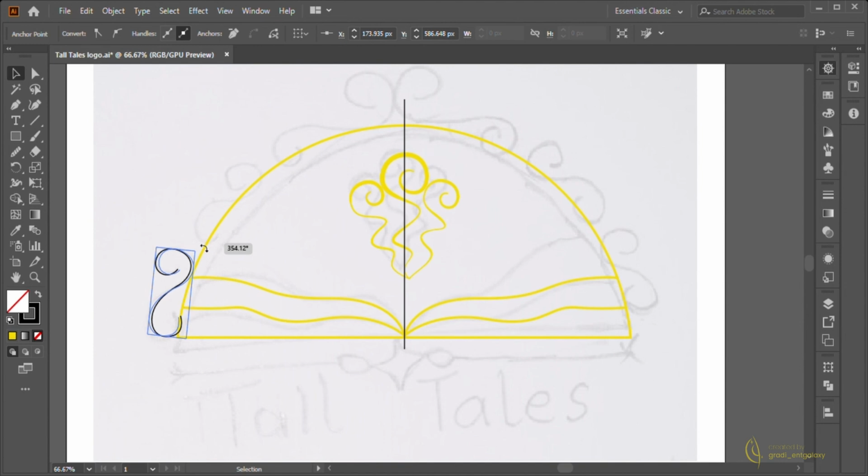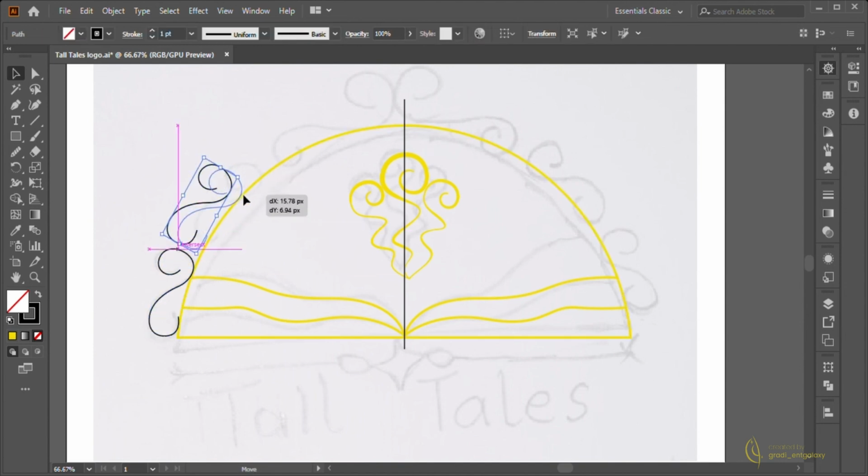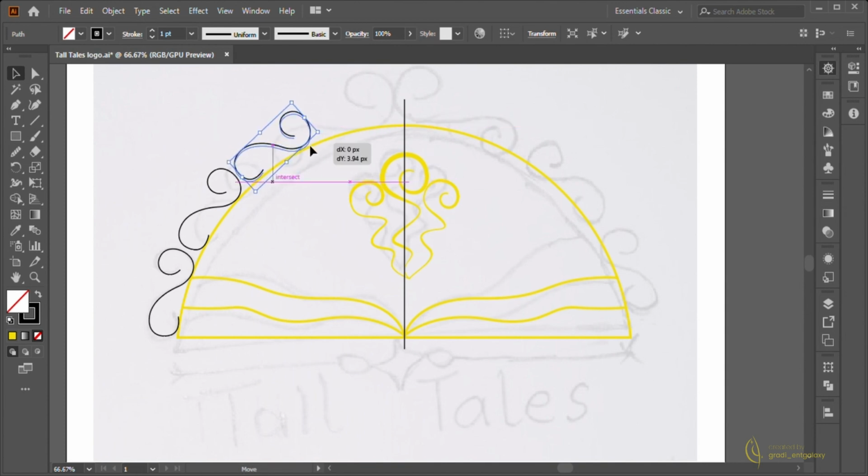Now I'm taking a copy of that shape, which was like steam coming from the hot beverages, and adjusting it in the proper direction. I think this is looking quite good, zooming in and adjusting it.